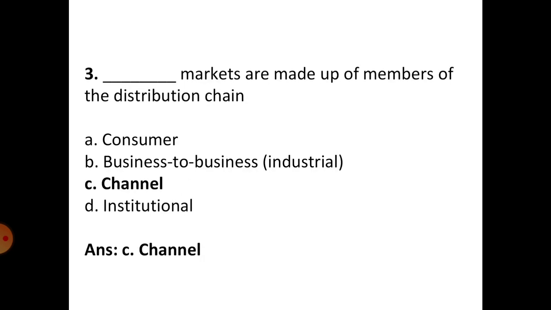Question number 3. Dash markets are made up of members of the distribution chain. Answers are A. Consumer. B. Business to business, industrial. C. Channels. D. Institutional. Answer is C. Channel.